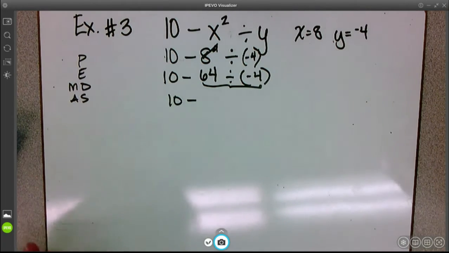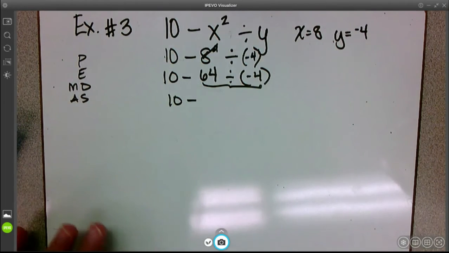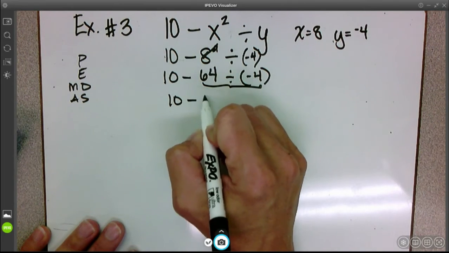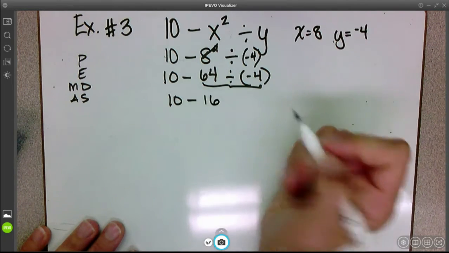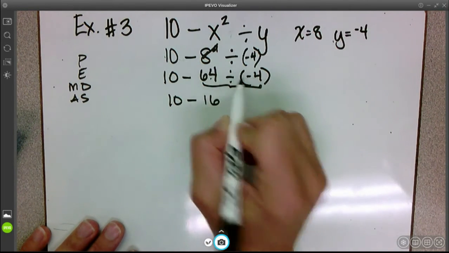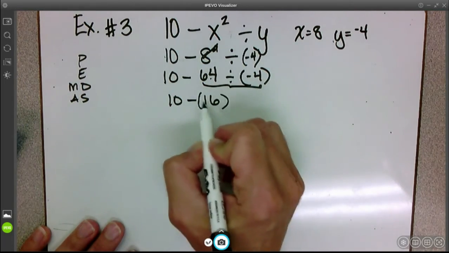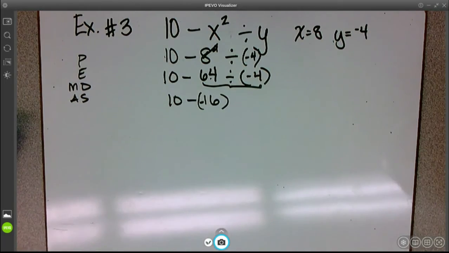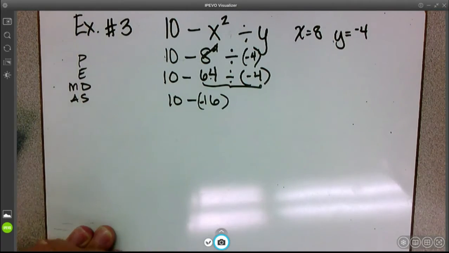If I wasn't sure with my calculator, I'd do 64 divided by 4, but I know that it is 16. And then a positive divided by a negative is a negative 16. Now I have subtraction, and I'm down to my last step.